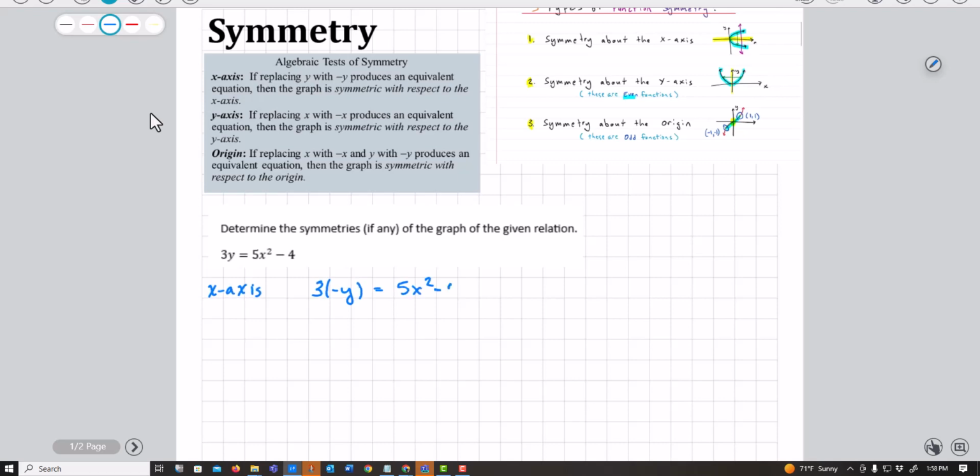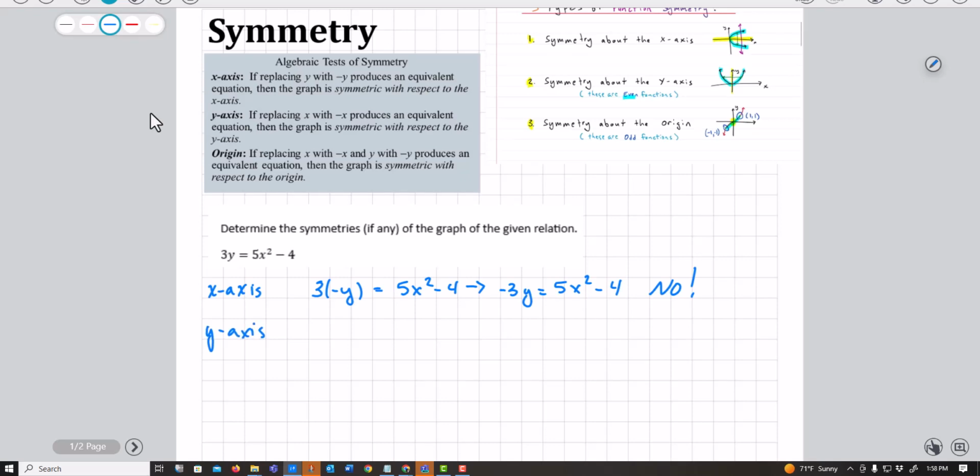5x squared minus 4. And that's going to give me negative 3y equals 5x squared minus 4. And that is not the same as the original function. So this function apparently is not symmetric about the x-axis. Well, let's check the y-axis.